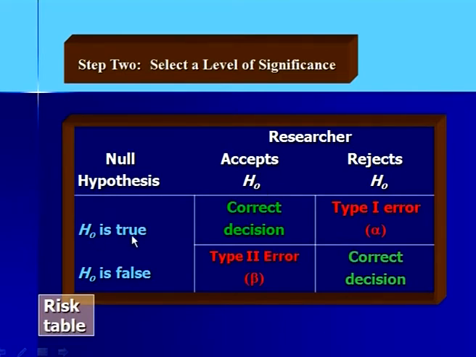And what is the false decision? When H0 is true and we reject the H0, then this is the type 1 error, and the type 1 error is denoted by alpha. Second, when H0 is false and we accept it, basically this is the type 2 error and generally denoted by beta. And if the H0 is false and we reject the H0, obviously this is the correct decision.